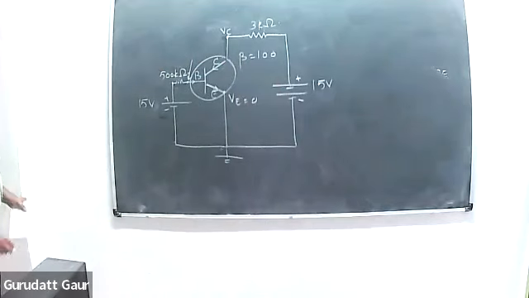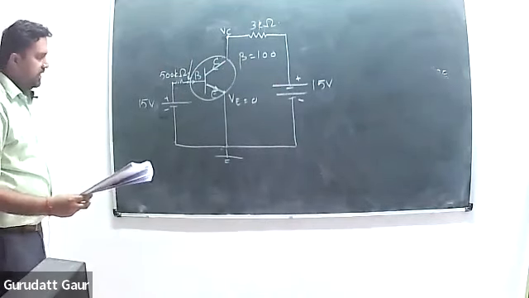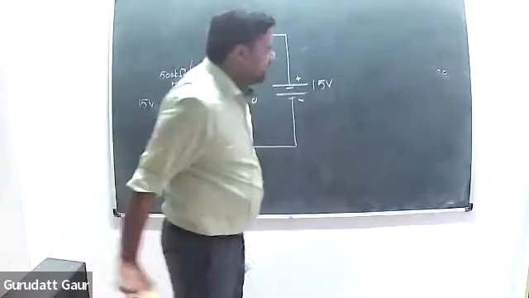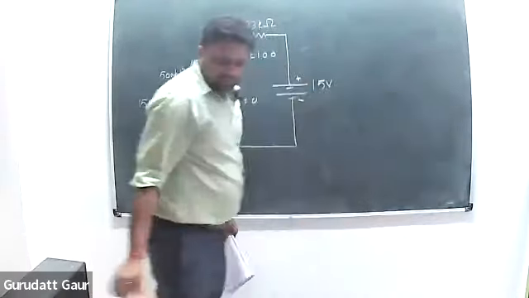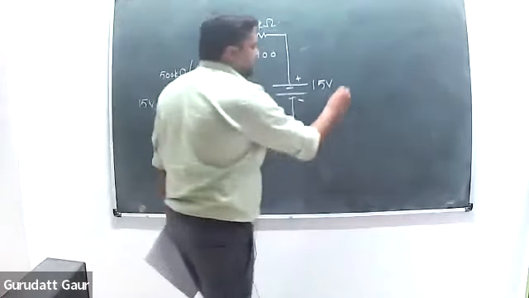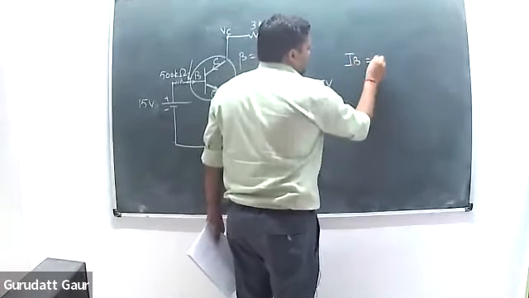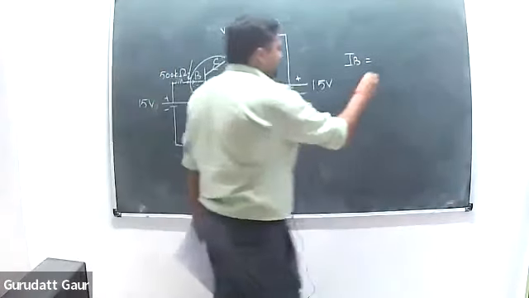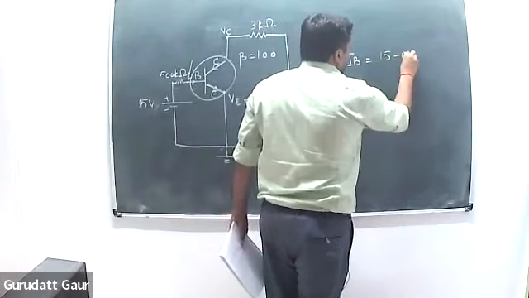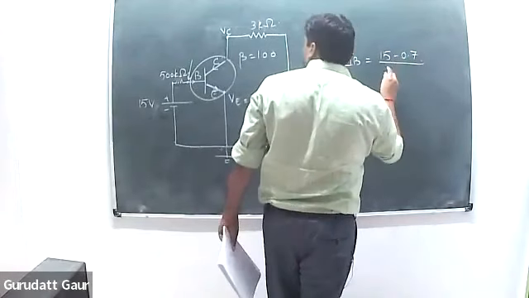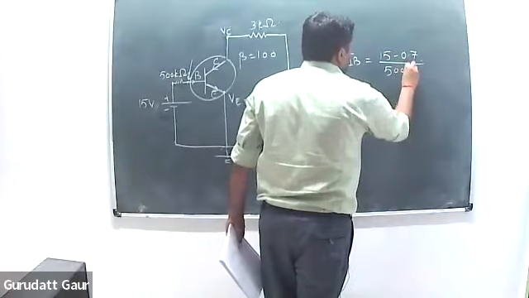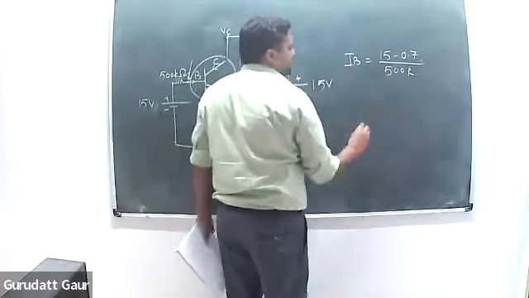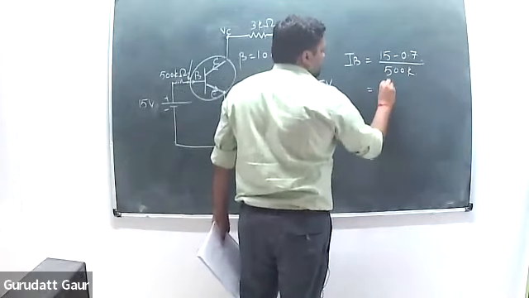Now, how can we find out the load line and the Q point? So the first thing, the procedure I prescribed a few moments ago, is first we have to find out the IB. IB will be VBB minus VBE. So VBB is 15, VBE is 0.7 divided by 500 kilo ohm. And now because this is more than 20 times, I can ignore 0.7.